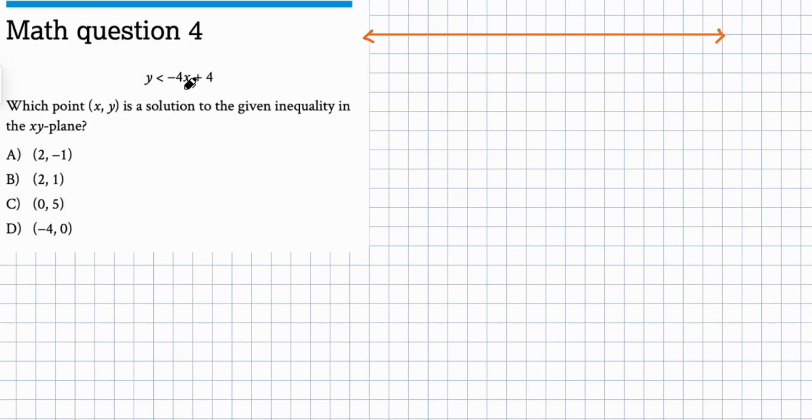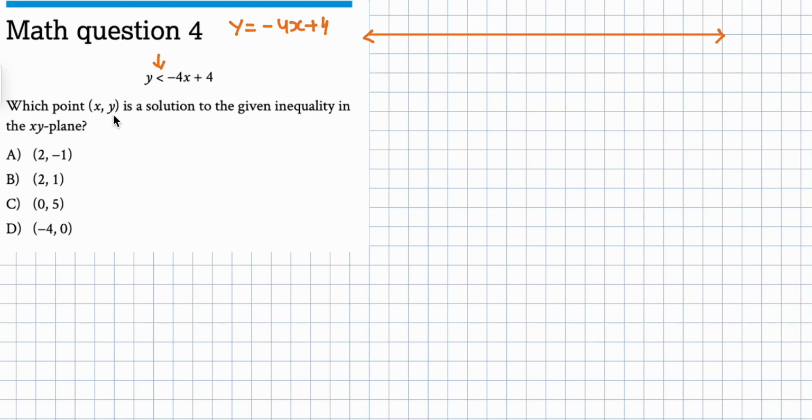Now question number 4 is y is less than negative 4x plus 4. This sign is for less than. So y is less than negative 4x plus 4. If you are doing equality, so y is equal to negative 4x plus 4. So that is equality, but here this is inequality. y is less than negative 4x plus 4.